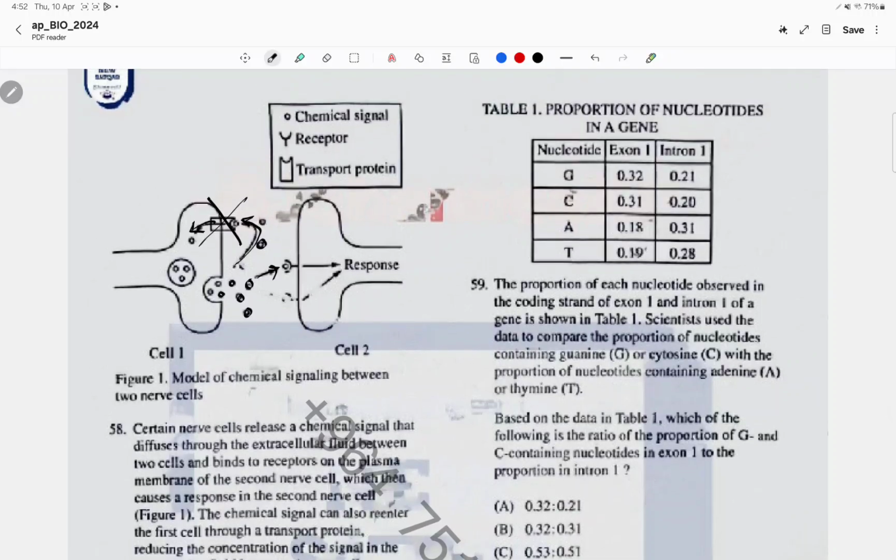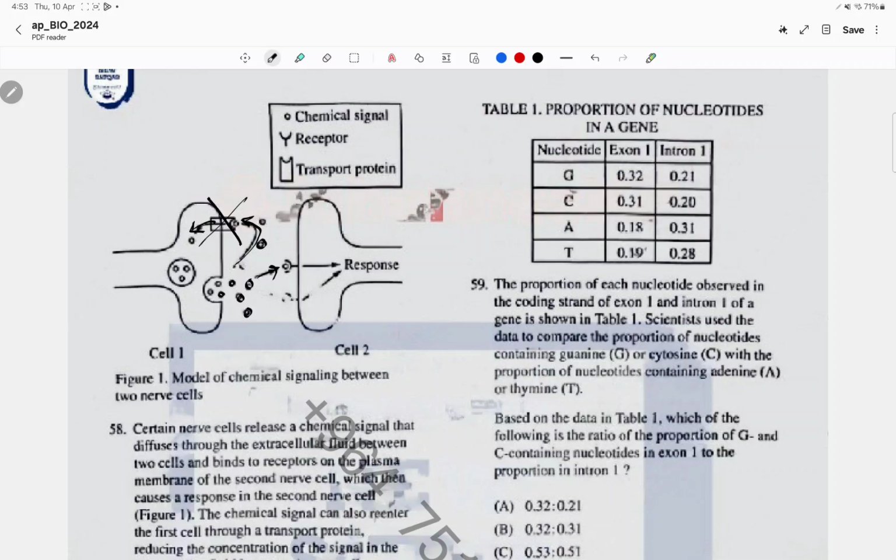The proportion of each nucleotide observed in the coding strand of exon 1 and intron 1 of a gene is shown in table 1. Scientists use the data to compare the proportion of nucleotides containing G or C with the proportion of nucleotides containing A or T. Based on data in table 1, which of the following is the ratio of the proportion of G and C containing nucleotides in exon 1 to the proportion in intron 1?